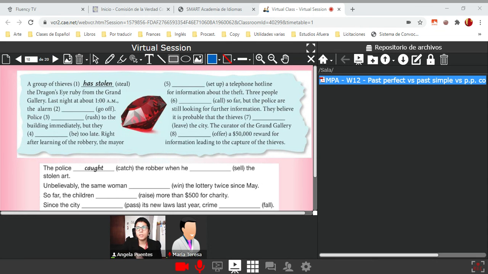Okay, like it's not something that se ha desactivado la alarma. No, no estamos hablando en el presente ya. No nos interesa. Esto ya acabó. La alarma se desactivó. So the alarm went off. Okay. Number three.